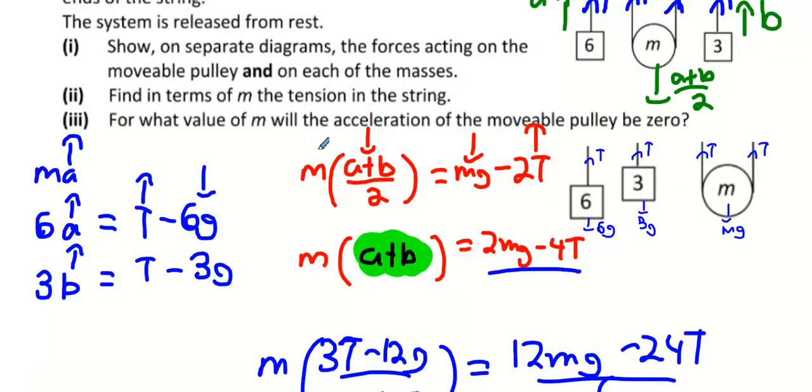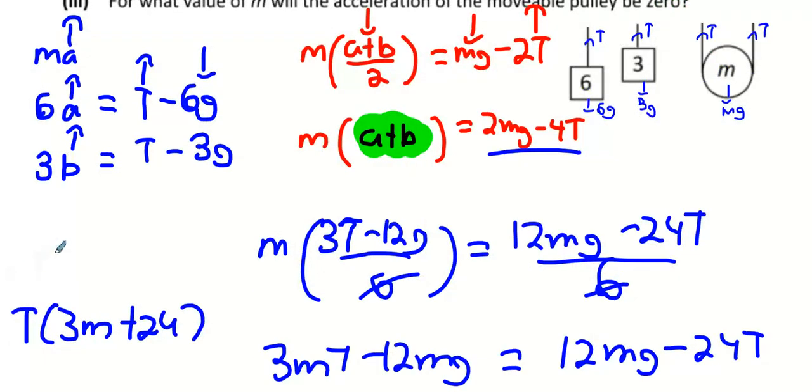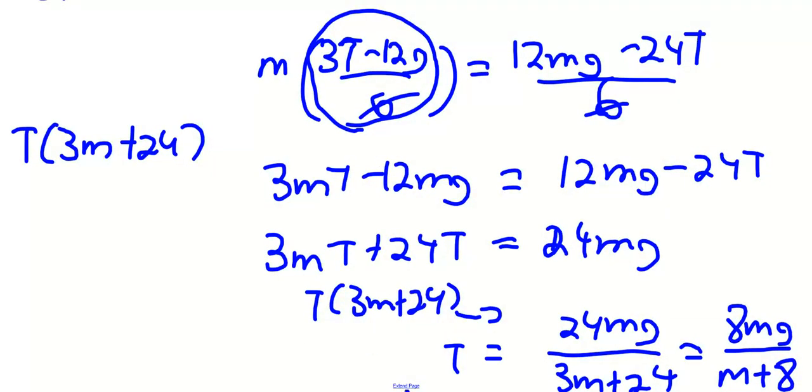For what value of m would the acceleration of the movable pulley be 0? Here we go. Now, would you all agree A plus B equals 0? We did a lot of work on A plus B earlier, didn't we? And what was our answer for A plus B again? That 3T minus 12G over 6, yeah? So what we're claiming is that 3T minus 12G all over 6 is equal to 0.